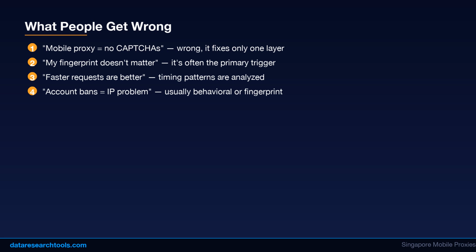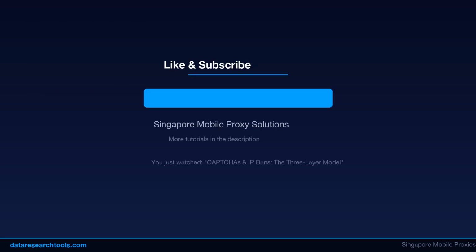The bottom line here is that mobile proxies reduce CAPTCHAs and IP bans by improving the network signal layer. They provide carrier-grade ASN trust, benefit from the tolerance built around shared mobile networks, and start with cleaner IP reputation than data center or recycled residential alternatives. But they don't fix browser fingerprint signals, they don't fix behavioral patterns, and they can't resolve account-level trust problems that exist independent of the current IP.